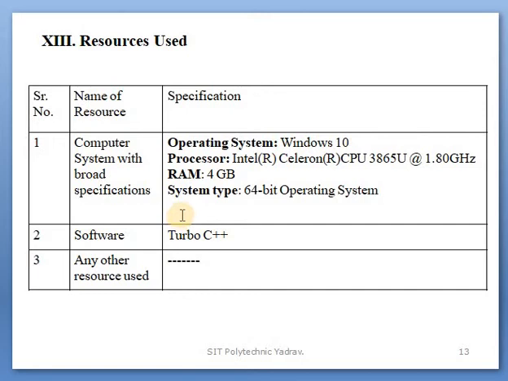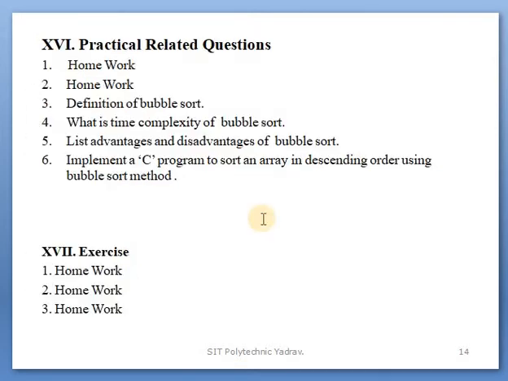After that, this is the resource used table that you complete in your manual, with the practical related questions. In that, the first and second are homework for you, and the third, fourth, fifth, and sixth are the extra questions. What are the extra questions? The third question is the definition of bubble sort. After that, what is the time complexity of bubble sort?